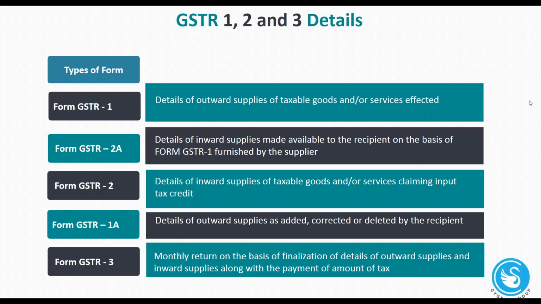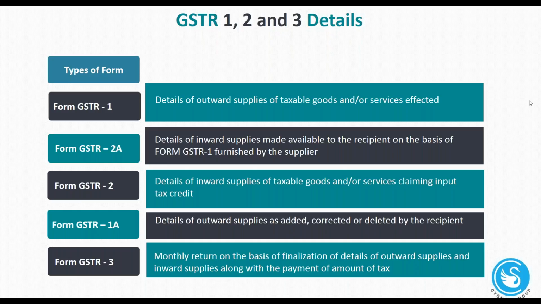Now, when we are filing GSTR1, the details that we file as our outward supply are inward supply for someone else, that is, the recipient of those goods or services which we are supplying. They will have that data reflected in part A of GSTR 2A. They will see the data which I have filed as my outward supply, and then they can edit it. Therefore it is details of inward supply made available to the recipient on the basis of form GSTR1 furnished by the supplier.